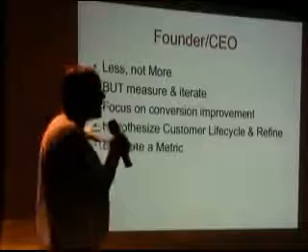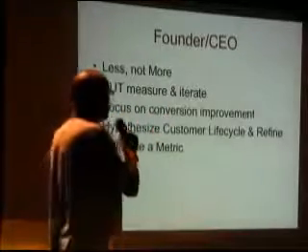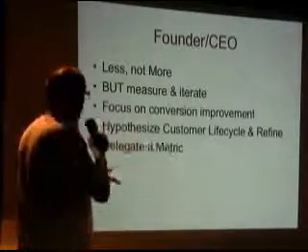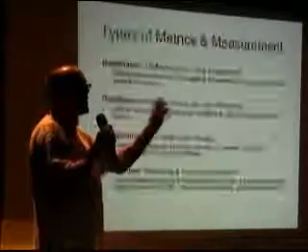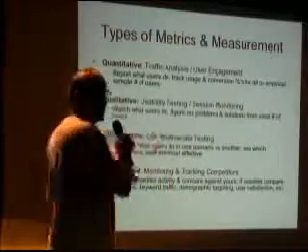This is not about doing loads of metrics. Choose 5 metrics if you can. 10, certainly no more than that. Measure and iterate. Focus on those conversion improvement boards. Most important is hypothesize a customer life cycle, right? That's your job, is to guess what you think people are going to do, measure against that.